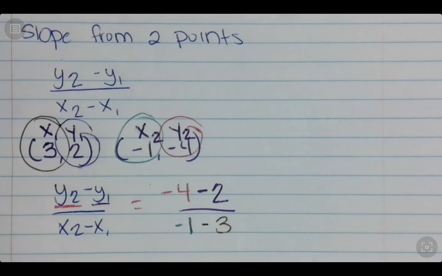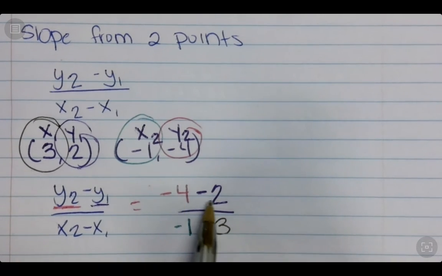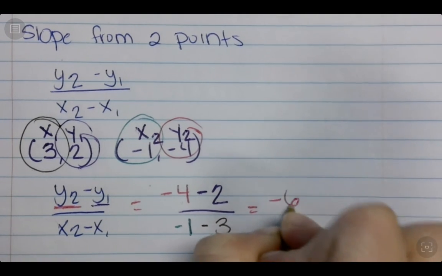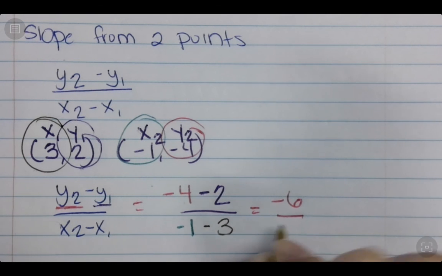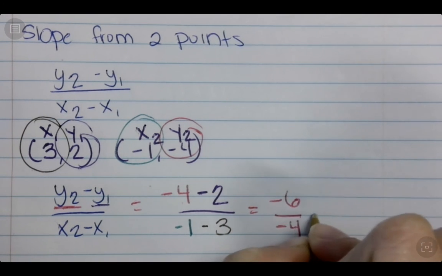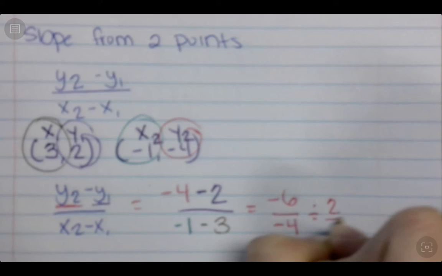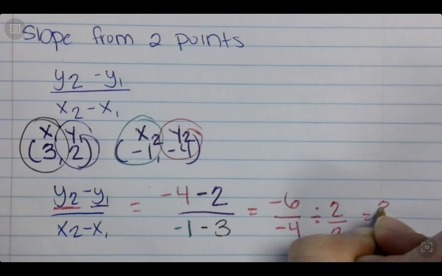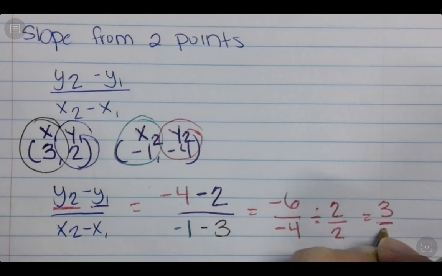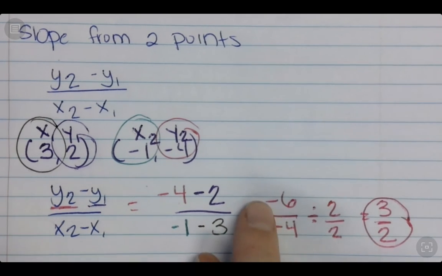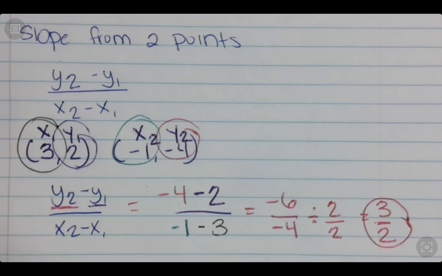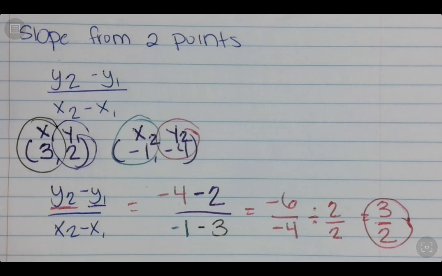From there, I'm going to get -4 minus 2, which is -6. -1 minus 3, which is -4. I can divide both of these things by 2 and get +3 over +2, because negative over negative is a positive. All right, we'll do a few more here in a moment.